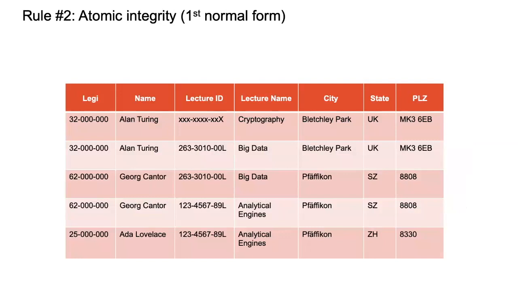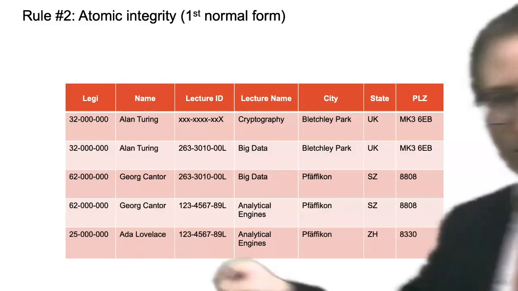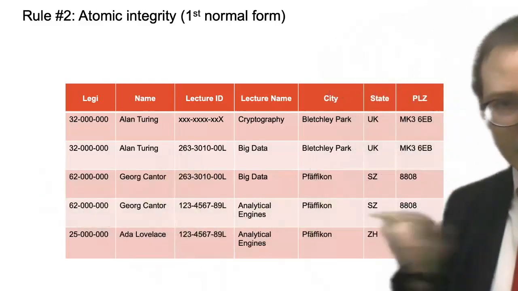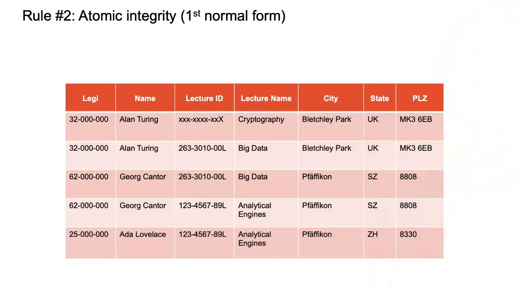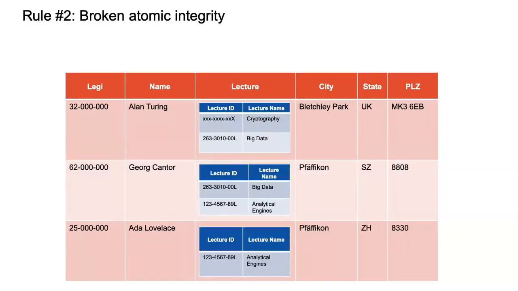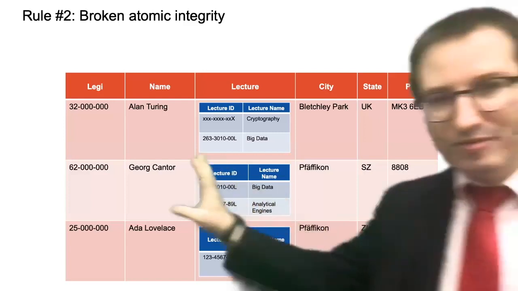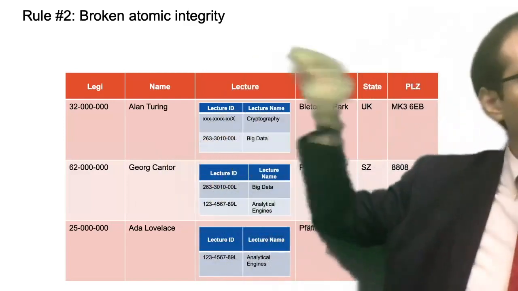Okay? Rule number 2 is called atomic integrity, also known as the first normal form. Atomic integrity means that all of the values in the cells of the table are atomic values. I think to understand what I mean here, it's better to show you a counterexample, which is right here. These are not atomic values. Why? Because here we have nested structures. I have a table in a table.